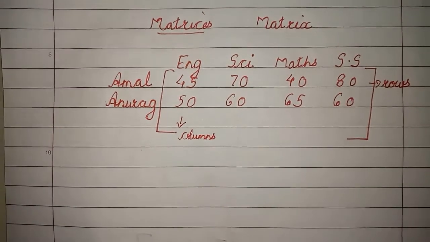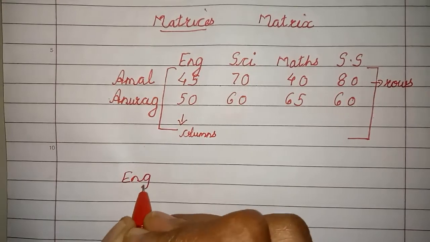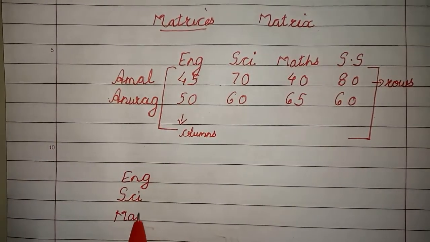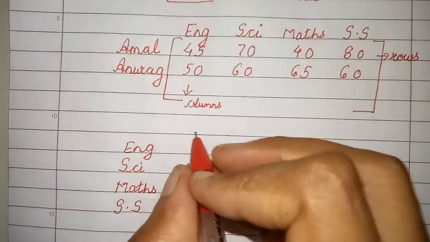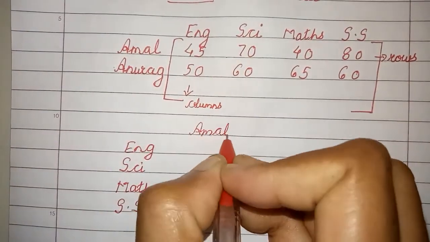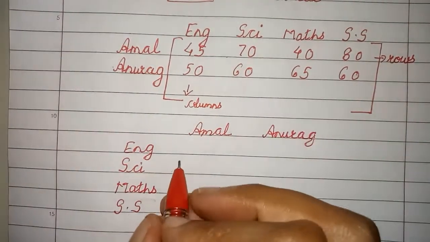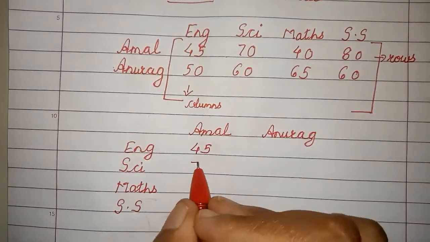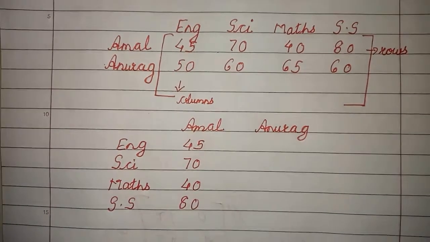Now the same information I can write in another format. What do I do here? This time I am going to write all my subjects horizontally. Okay, so this is going to be English, Science, Maths, Social Science. Okay, and the name of the children I am going to write in the form of columns. Okay, now see how do I write. Amal scored 45 in English, 70 in Science, 40 in Maths, 80 in Social Studies.